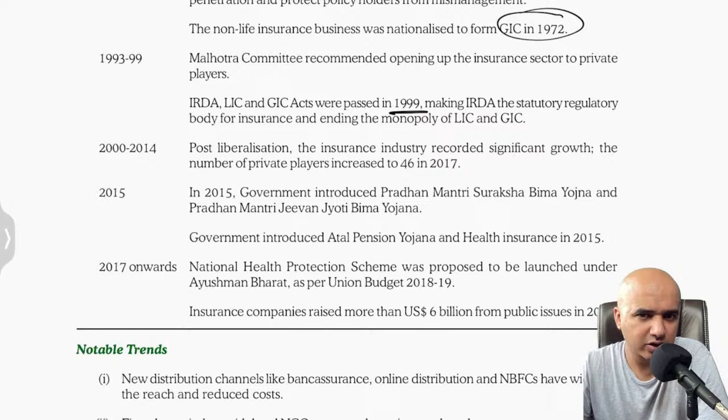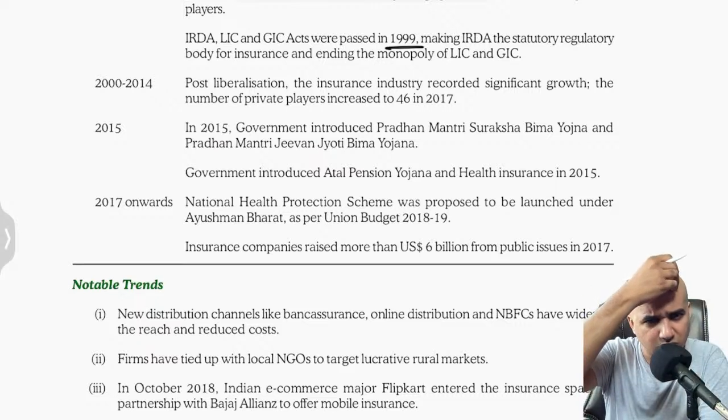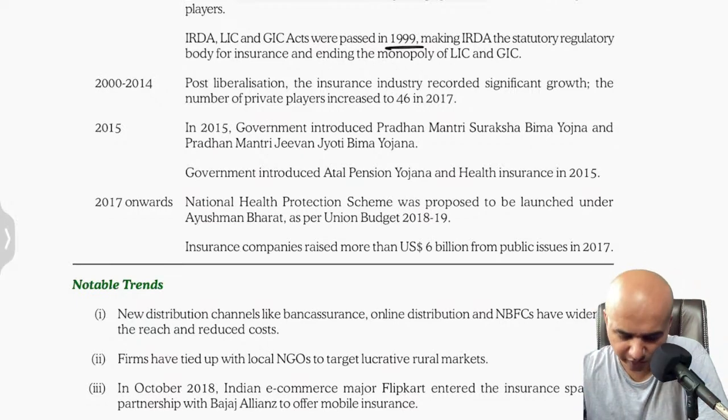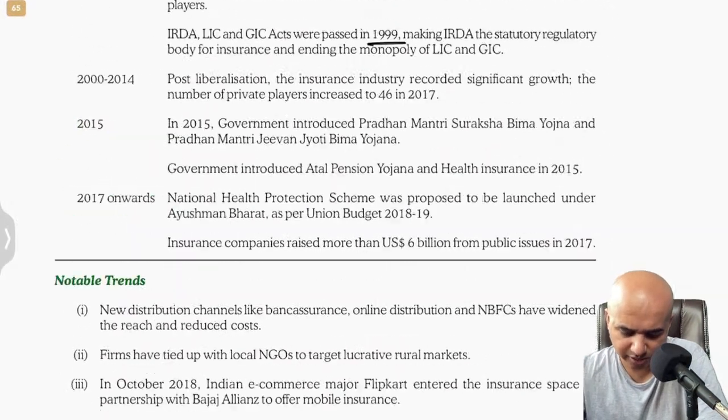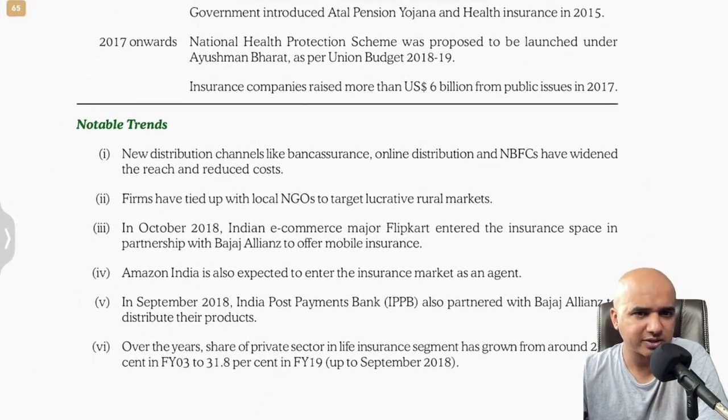Post-liberalization, the insurance industry recorded significant growth. Number of private players increased to 46 in 2017, they say, but still very small number compared to other industries. Then there was this Atal Pension Yojana, very famous pension scheme introduced by the government in 2015. Then we had National Health Protection Scheme, which is proposed to be launched under Ayushman Bharat, and it was also launched. Anyway, not very important there, but this is important when it was left open for private players in 1999.